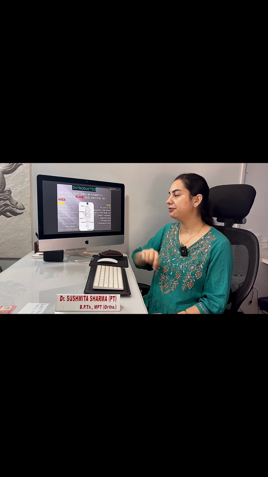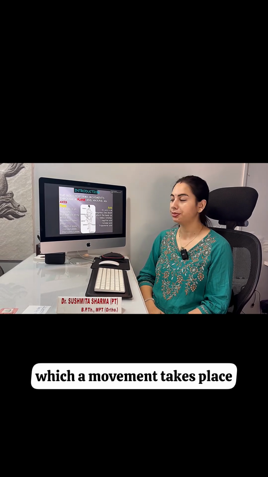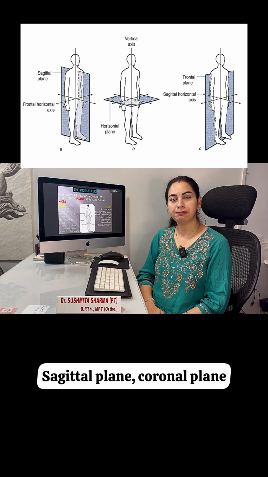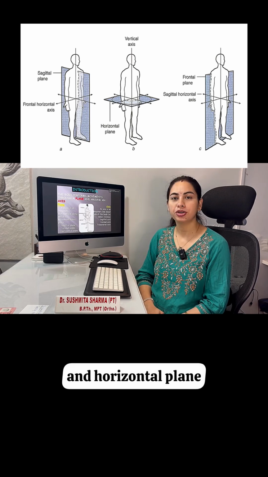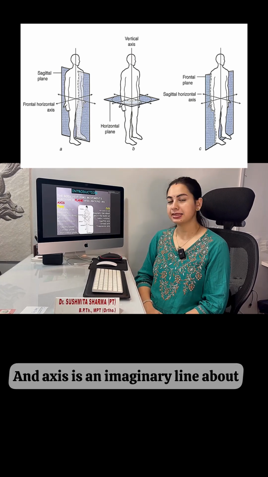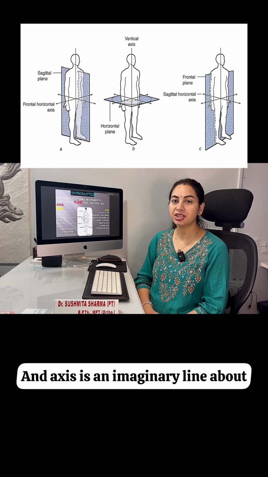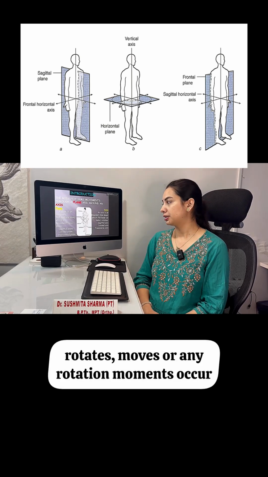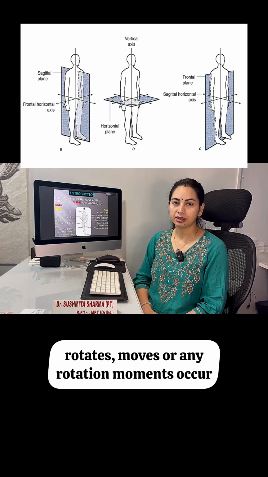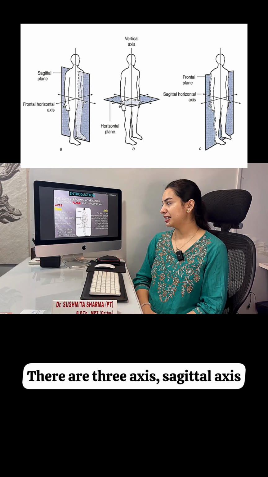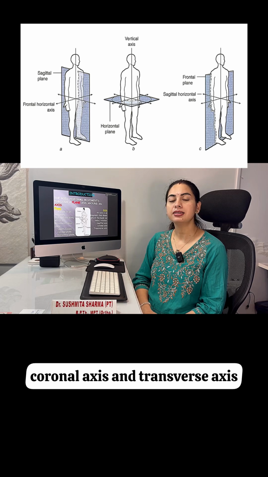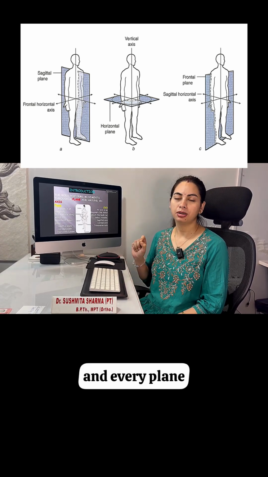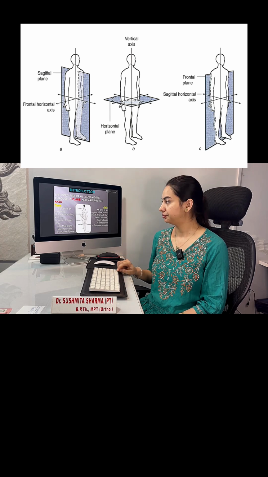So the plane definition is a plane is an imaginary flat surface along which a movement takes place. There are three planes in our body: sagittal plane, coronal plane and horizontal plane. And axis is an imaginary line about which the body moves or any rotation movements occur. There are three axes: sagittal axis, coronal axis and transverse axis. So we'll move on with each and every plane and axis in detail.